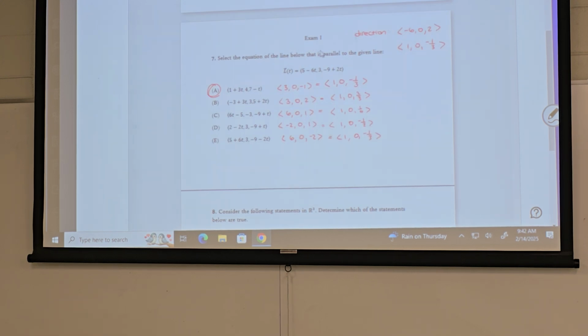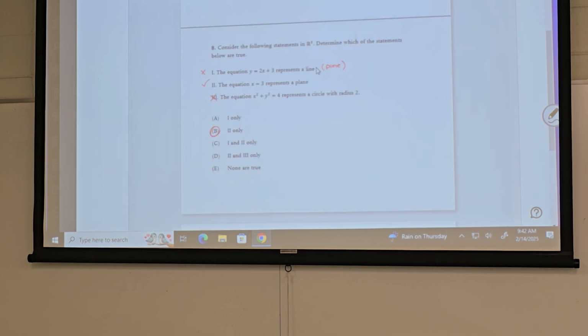Select the equation of the line below that is parallel. I don't think there were any issues here. We combined a vector that is a scalar multiple of our direction vector. See which one matches. I think everyone had the same technique of just make the x component be 1 and just see which one matches that.